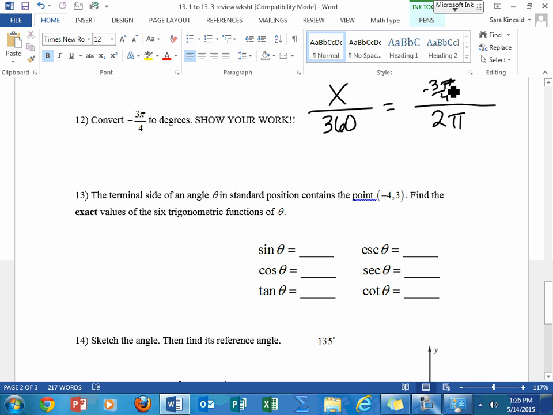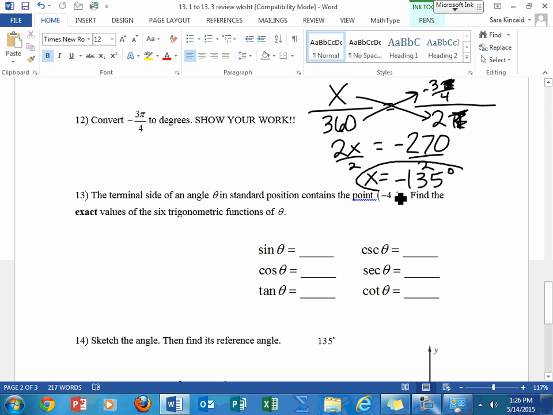So remember pi's over pi's, we talked about simplifying that first, and then you get 2 times x if you cross multiply this way. 360 times negative 3/4. 360 times negative 3/4 is negative 270. Divide by 2, divide by 2. X is now alone, it's negative 135 degrees.